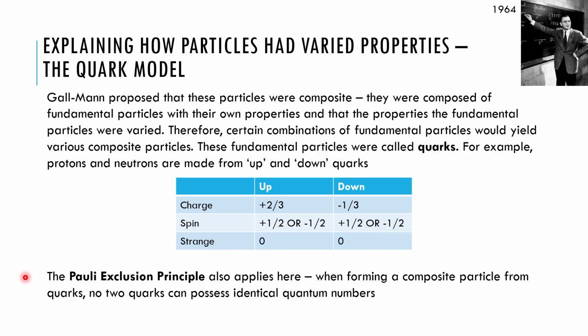Something key to note, and we'll come back to this as we go through our content today, but the Pauli exclusion principle also applies here, just like it did for electrons sitting in orbitals. Essentially, when we form a composite particle out of quarks, no two quarks can possess identical quantum numbers. For example, I could not have a particle that was composed of two up quarks, both with the same spin. You would have to have one up quark have spin half and one up quark have spin -half. This again works quite similarly to how we looked at electrons in orbitals. Essentially, if two electrons existed in one single orbital, they had to have positive and negative spins respectively.